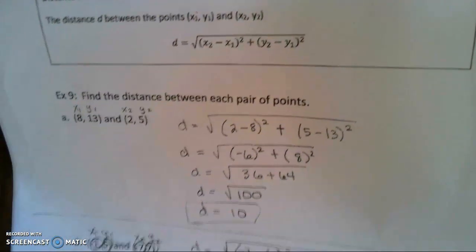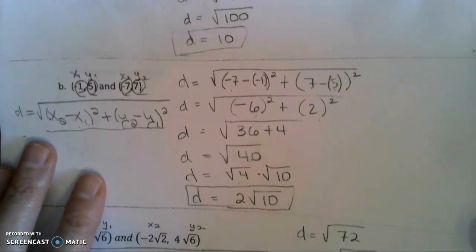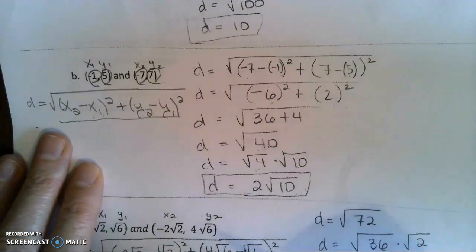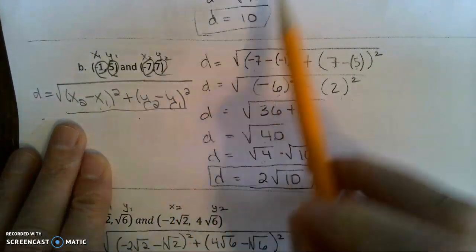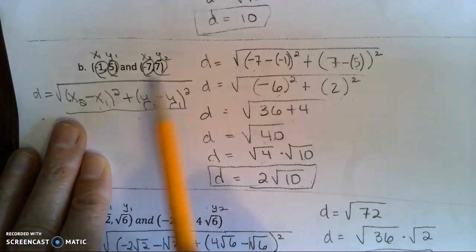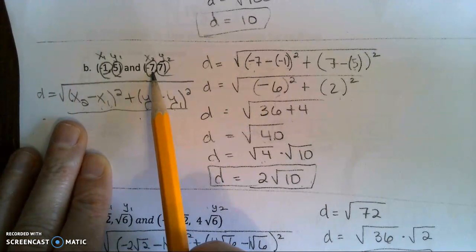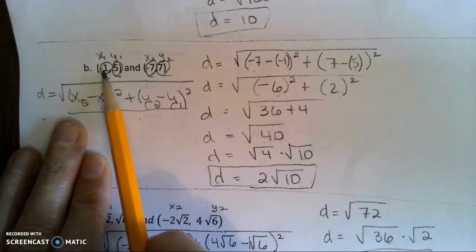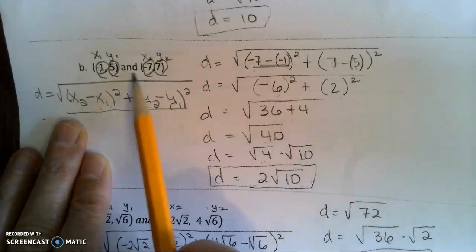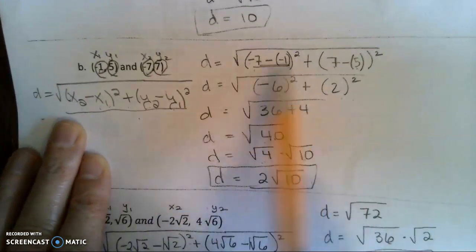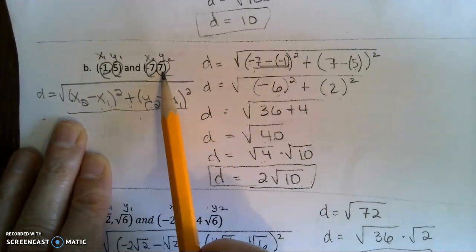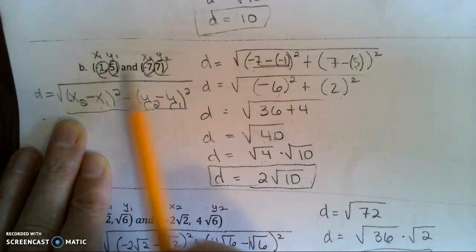I'm going to skip the first problem because that's pretty easy, and I'm going to go down to this one. I wrote the formula down here just because you can't see it. So I want to take x2 minus x1, that's right there, x2 minus x1 squared plus y2 minus y1 squared.